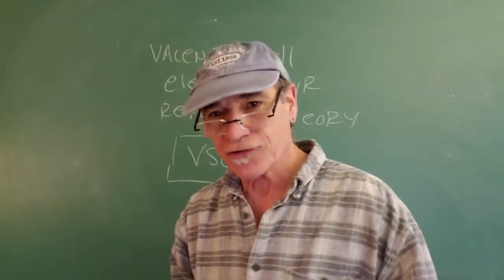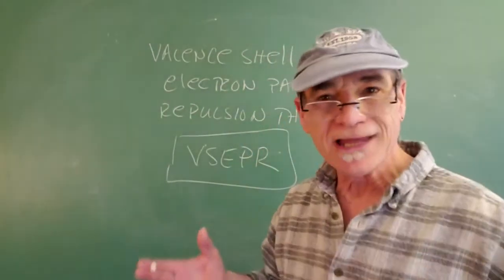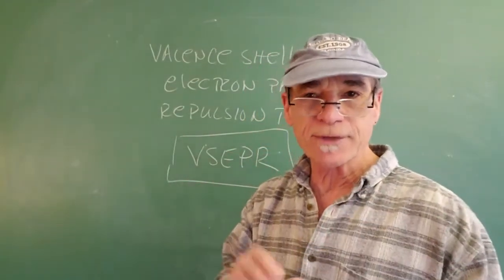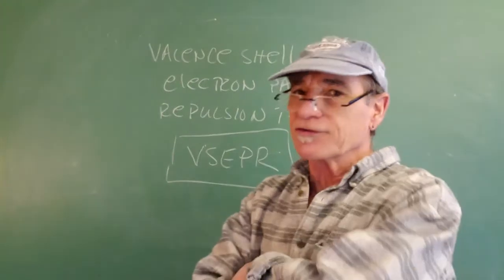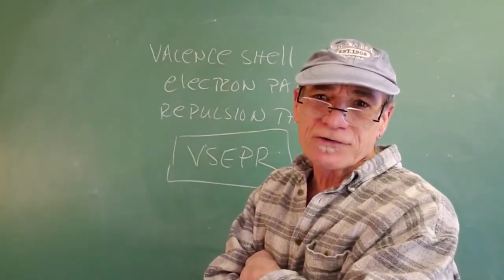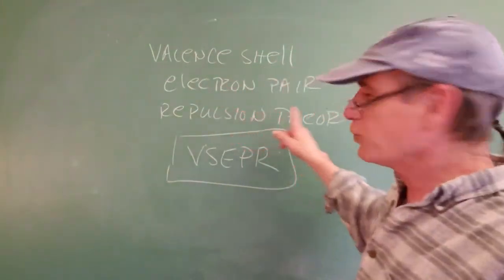Well, I've already mentioned the idea of describing molecules with reference to how many legs they have, meaning how many peripheral atoms are bonded to the central atom and how many lone pairs are sticking out there, because they also count as legs. This actually falls under something called the valence shell electron pair repulsion theory.